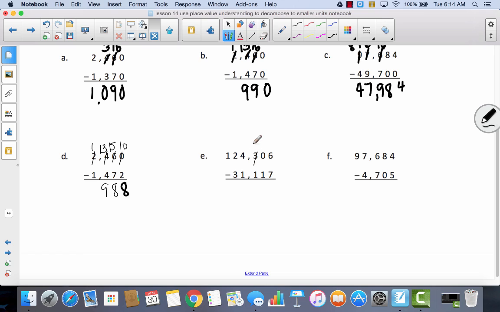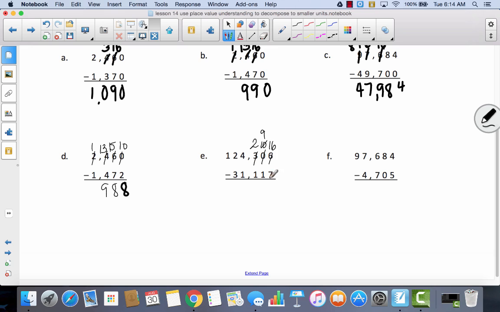So when I unbundle 100, then that's going to give me 10 tens. But I still can't subtract in the ones place. So I have to unbundle one of these tens so that I'm able to subtract in the ones place. So that's why this is not 10, it's 9, because I unbundled from the hundreds place, and then I unbundled a 10 to make 10 ones.